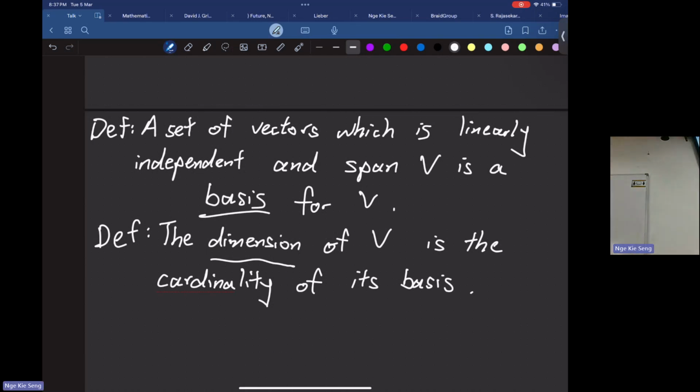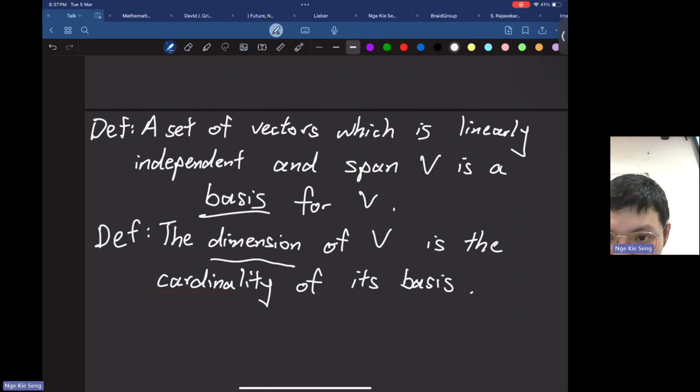So you can think of a basis as a way to represent your vector space. You have different ways to represent your vector space, using different bases. Okay, so dimension. Covered this already.